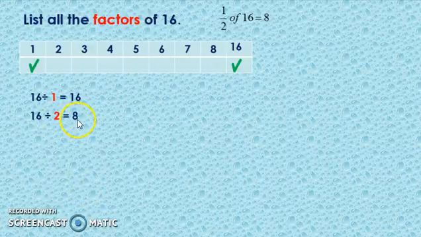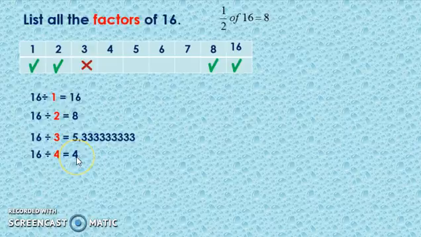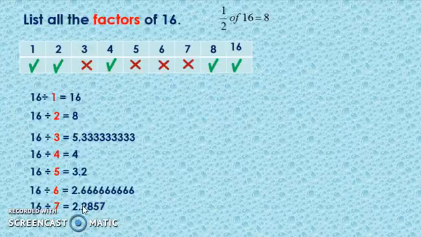2 and 8 are factors. 3 is not a factor. 4 times 4 is 16, so 4 is a factor. 5 is not a factor. 6 and 7 are not factors. So now we can list all the factors of 16.